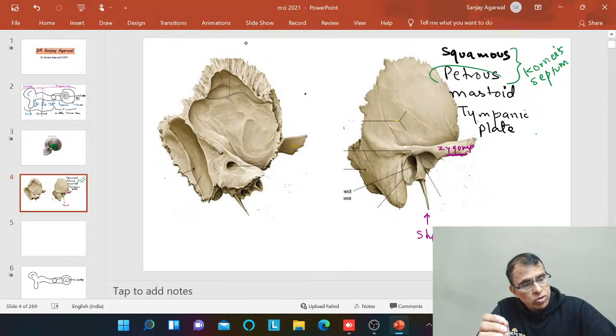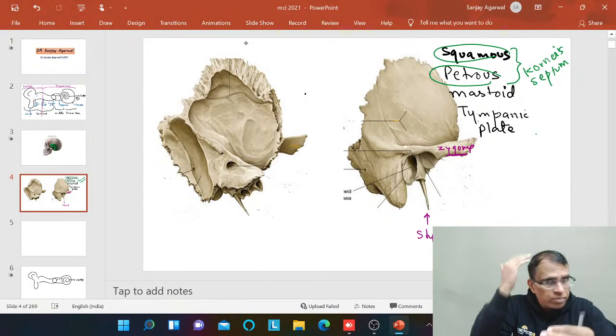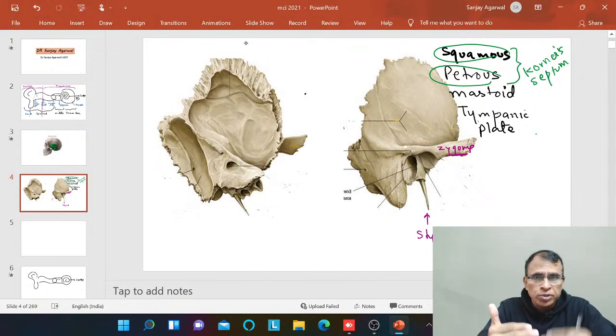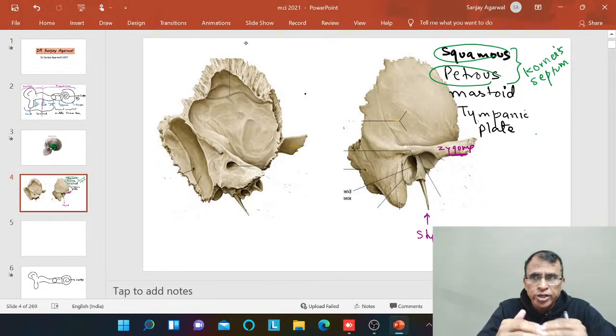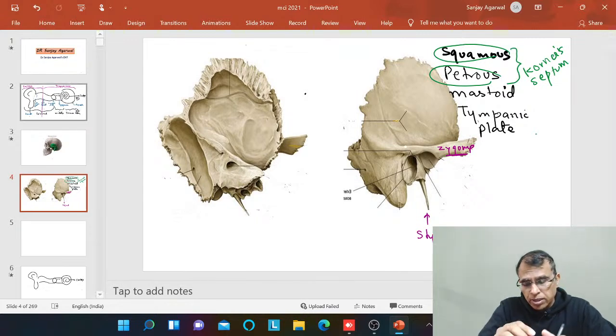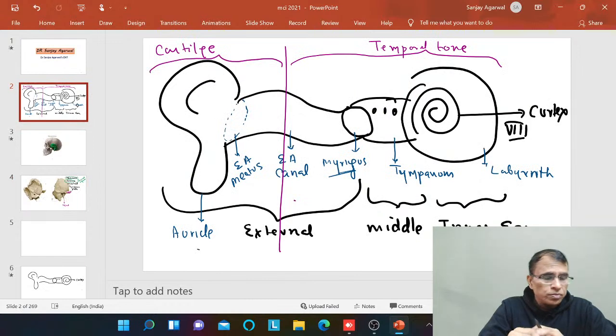See, petrosquamous suture. You know what is suture? Where the two bones of the skull meet. They join, that joining point is called suture. They are all separate bones in the beginning and they fuse together. That fusion point is called suture. So Koerner's septum is a suture between the petrous bone and the squamous bone. That's the simple thing you have to know. This name will come back again. I'll remind you once again, then I'll ask you. So you should remember this. Okay, so these are the bones that you have to know.